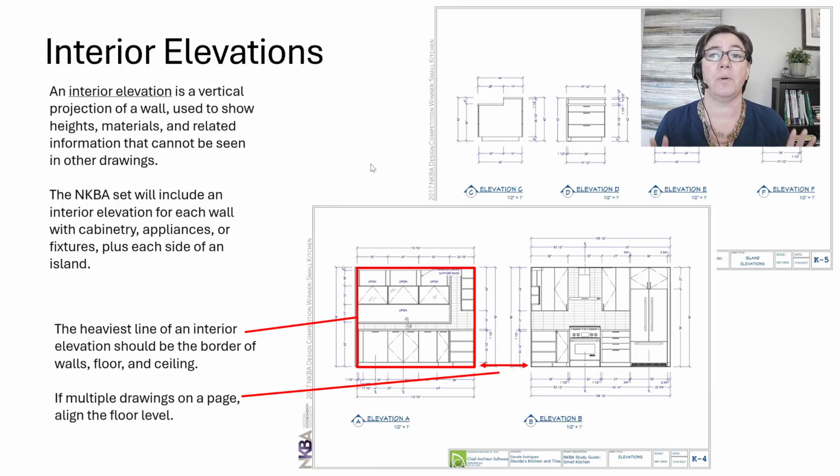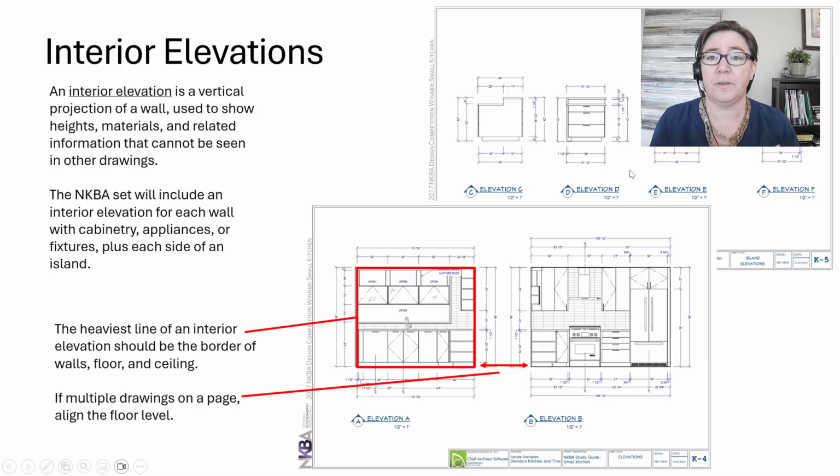You're also going to show each side of an island, and let me call your attention to this drawing right here. Here's an example. Notice we're seeing each side of the island. They are aligned so they're like sitting on the same floor basically, and we don't show the walls or anything behind. This is not like a full elevation of what's behind it. It is just focused on the island. Right.